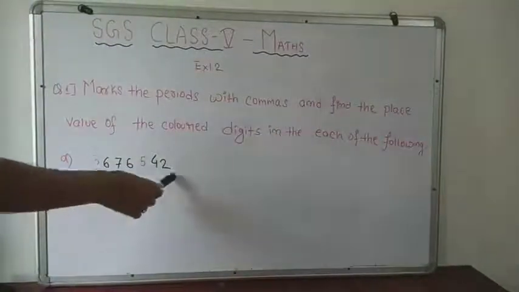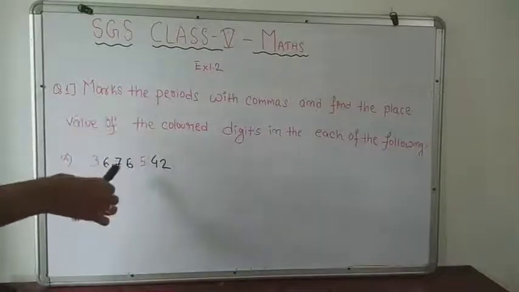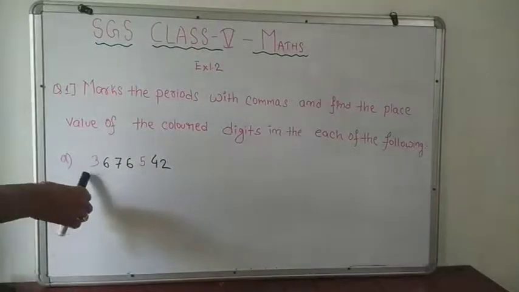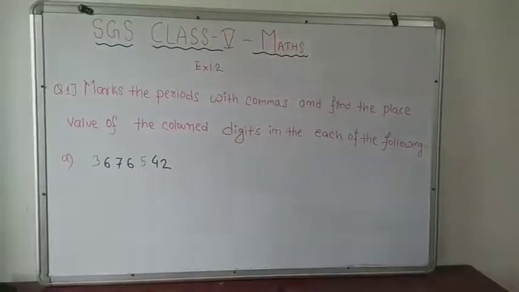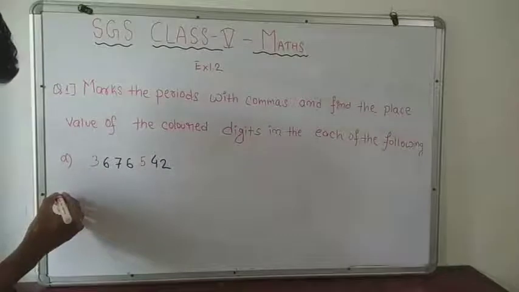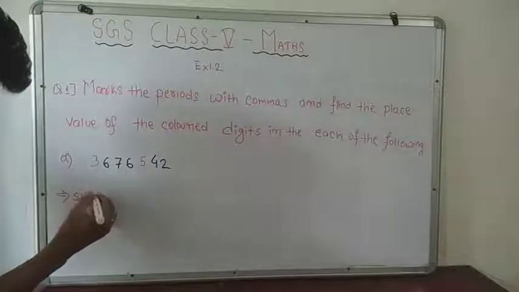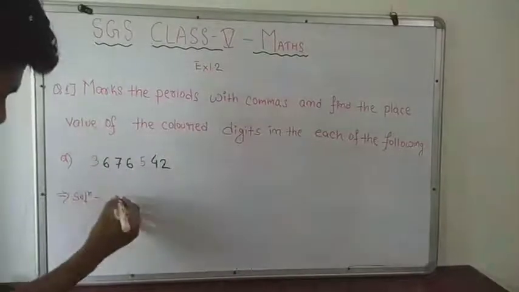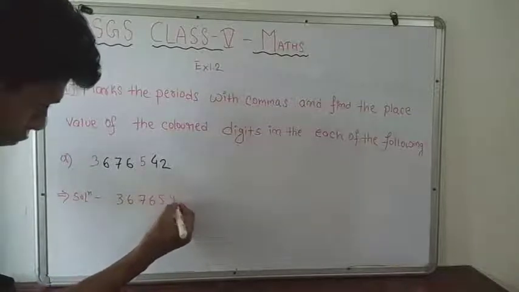First you have to arrange the following number in proper format, that is, you have to put comma symbols in this number, and the second one is you have to find the place value of the red colored digits, that is 3 and 5. So if you learn the place value chart, it will be very easy for you to solve this particular question. What do we have to do first? First we have to arrange the following digits, that is 3, 6, 7, 6, 5, 4, 2.